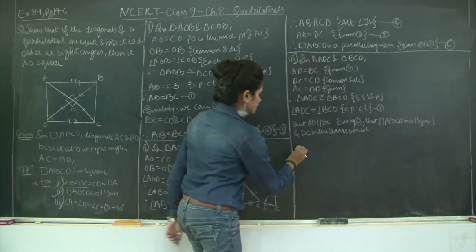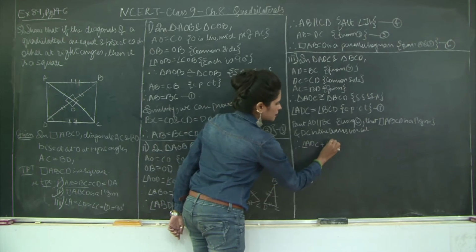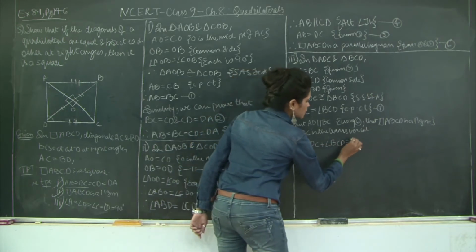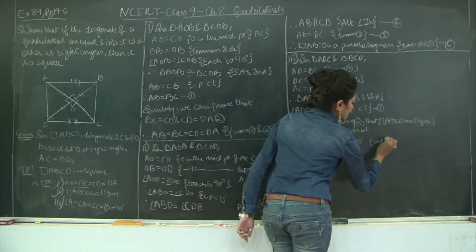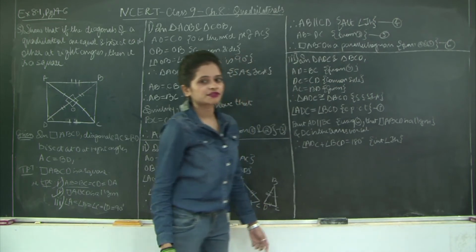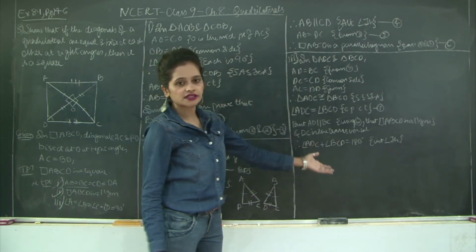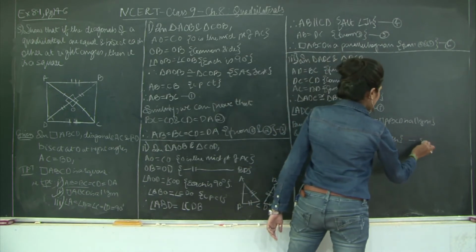Therefore, what do I get? Therefore, angle ADC plus angle BCD is equal to 180 degrees. I will say interior angle theorem. We have learned that the sum of interior angles on the same side of the transversal, in this case the transversal DC, is 180 degrees. And I will mark this as 8.